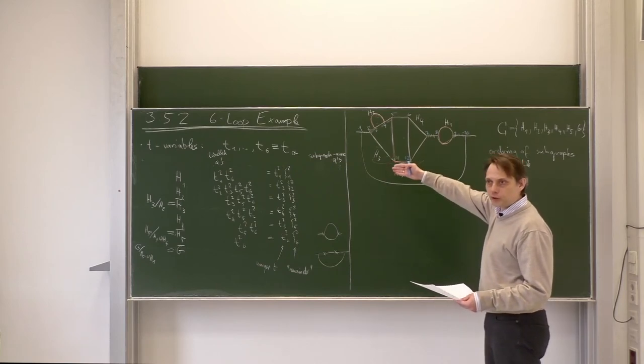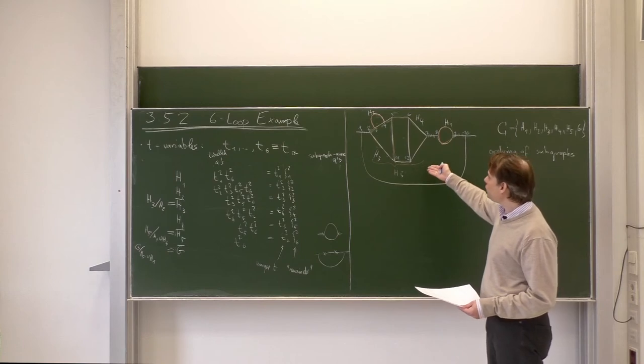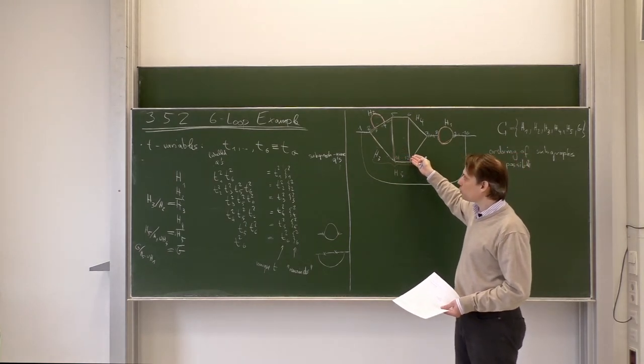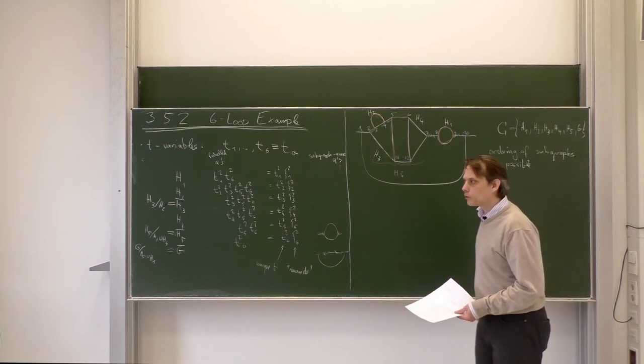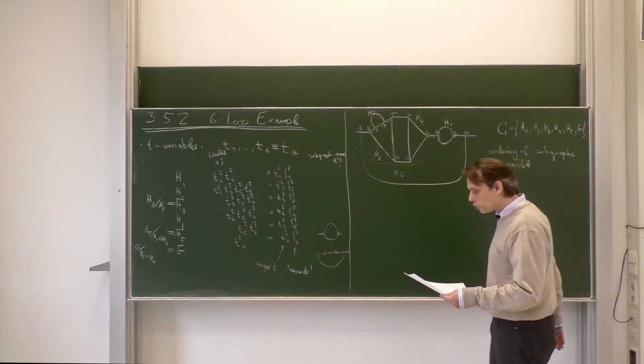And at each vertex, we define an incoming momentum, P1 to P12. Momentum conservation tells us that P12 can be given by the sum of all the other ones. So one of them can be eliminated by momentum conservation.